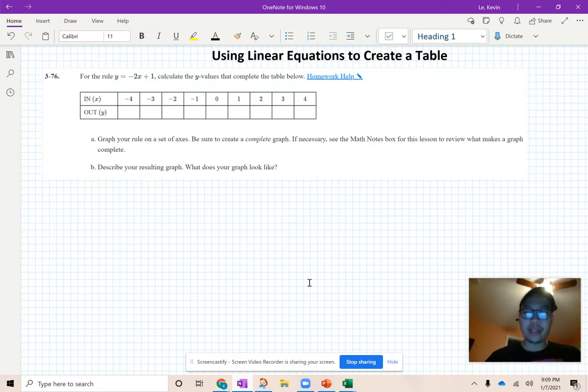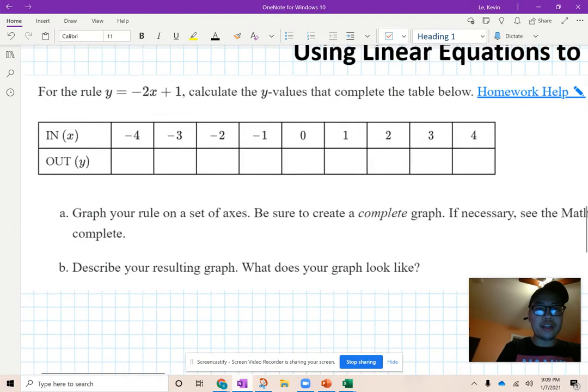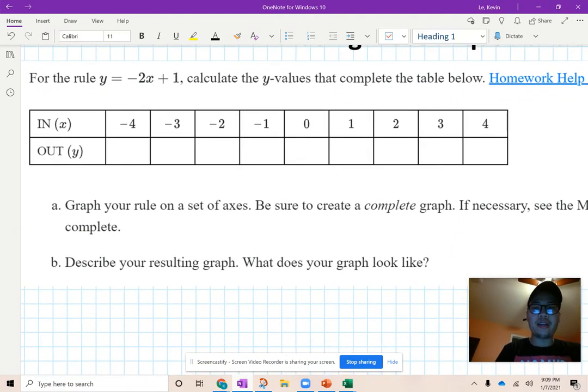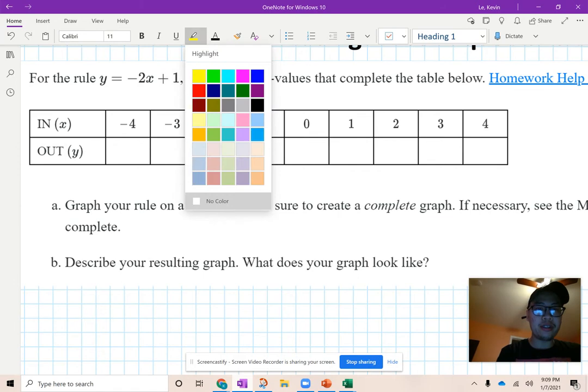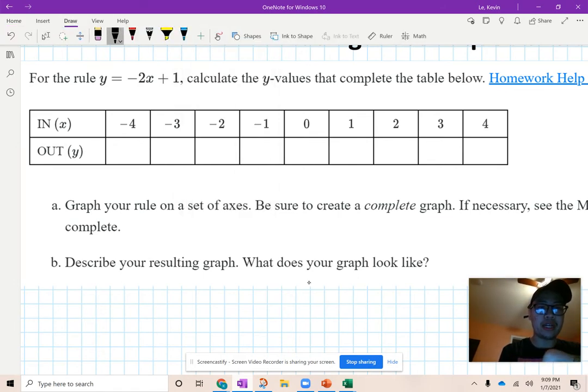So let's look at this example problem over here. It says for the rule negative 2x plus 1, calculate the y values that complete the table below. So now you have your tables of x values over here. So I got x values, and then I got y values. The x values are what you put into the equation.